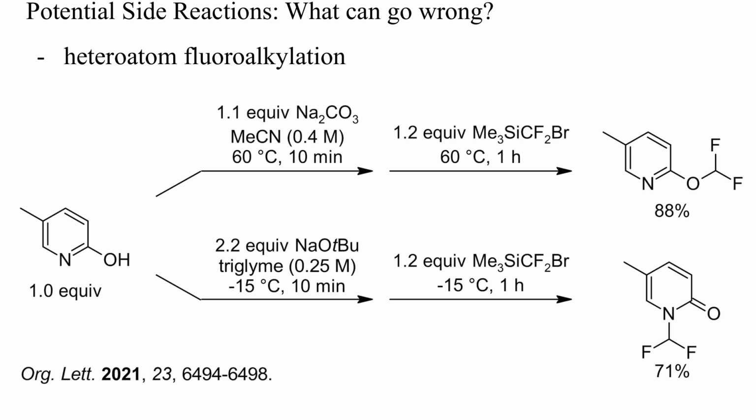Sometimes fluoroalkylation might also occur at some heteroatom, as in these two examples. Depending on the base chosen, a 2-hydroxypyridine was either alkylated at oxygen or at nitrogen by the same difluoromethylating reagent. Thus, fluoroalkylations may require some optimization and careful analysis of the products.